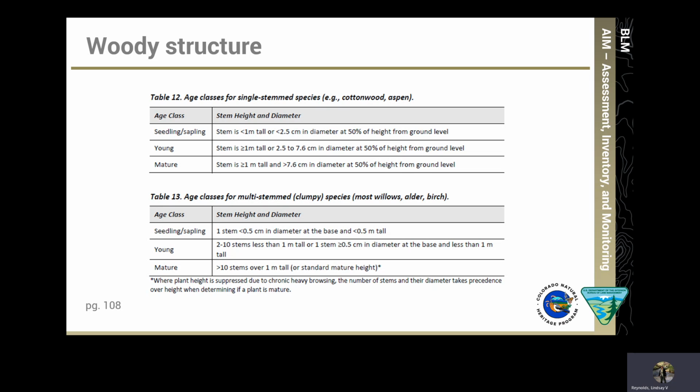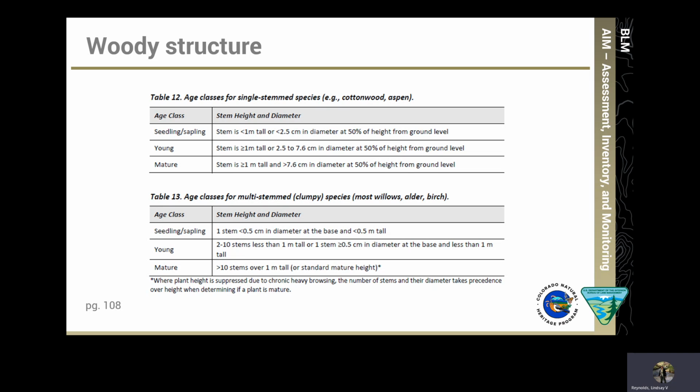And so for each of those, you'll need to identify the thickness or the diameter of the stems and the height of the individual in order to place them into age classes. So there are age classes: seedling, sapling, young, mature, based on how thick the individual is in their stem diameter and how tall they are.